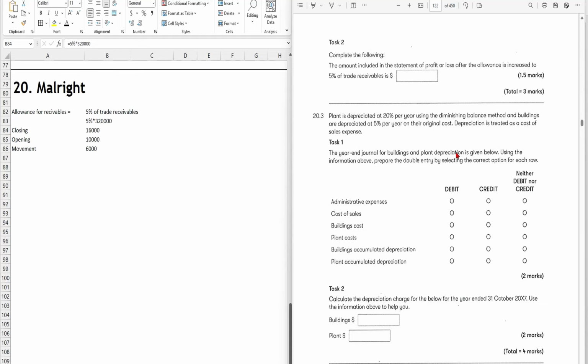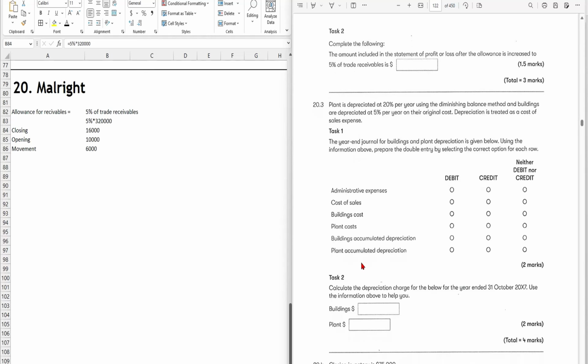Okay, so depreciation is not going to be part of the administrative expense, so it will be neither debit nor credit. Regarding the cost of sales, yes, it's a part of the cost of sales, so expense is going to increase, so we need to debit cost of sales. Regarding the building cost, do you think depreciation will hit the building cost? No, so that's why neither debit nor credit. Similarly for the plant cost. But yes, accumulated depreciation will be increased for both of them, and it should hit the credit portion to reduce the value of the building and the plant.